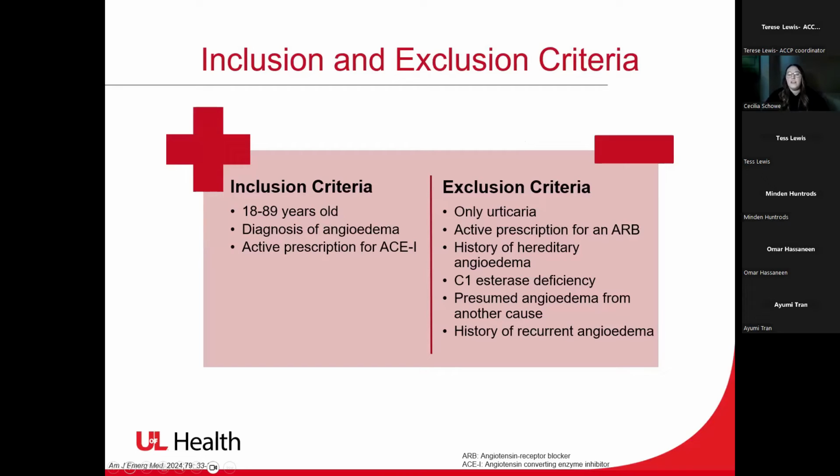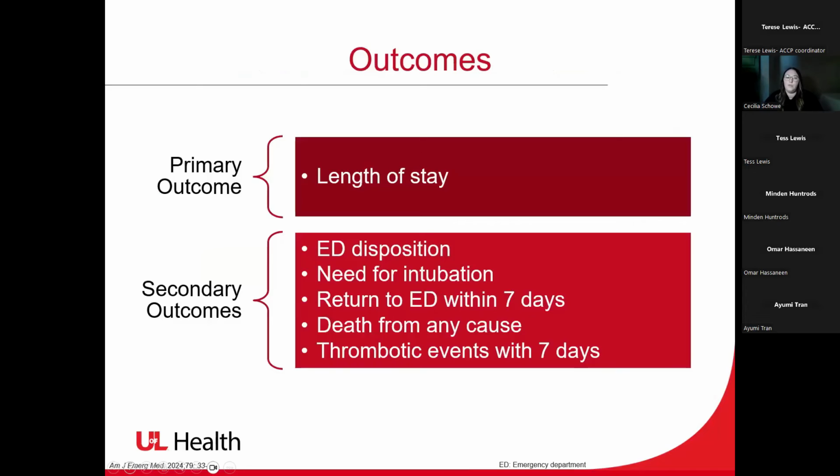For exclusion, they excluded patients with only urticaria, as this is likely not angioedema, active prescription for an ARB, if they had a history of hereditary angioedema or C1 esterase deficiency, presumably pointing to another cause. And then they also just excluded anyone who they had a presumed angioedema from another cause, so potentially histamine-mediated or some other cause. And then any history of recurrent angioedema. When looking at our outcomes, so for primary outcome, they looked at patient length of stay.